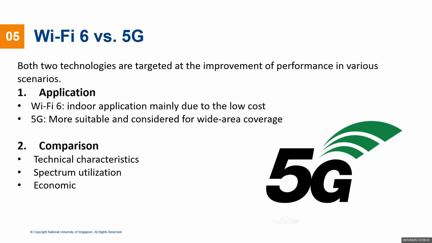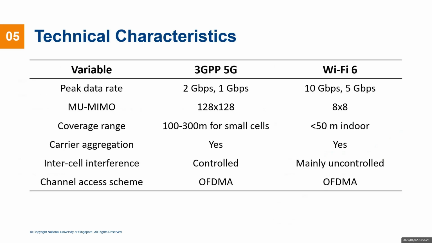We can compare the two technologies in three ways: technical characteristics, spectrum utilization, and economic cost. First, it comes to the technical characteristics. In terms of peak rate, the theoretical data rate of Wi-Fi 6 can reach 10 gigabit per second, which is much higher than the 2 gigabit per second of 5G. However, in terms of multi-user MIMO technology, 5G is more capable of supporting much more configurations than Wi-Fi 6, which means that 5G is more suitable for wide area network environments.